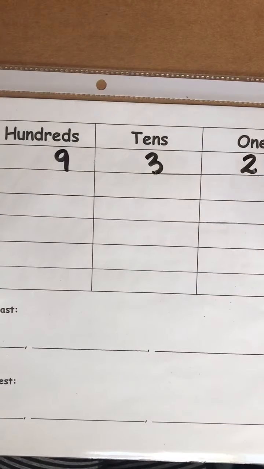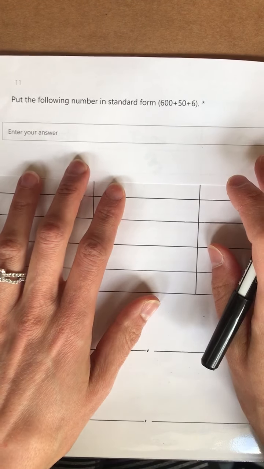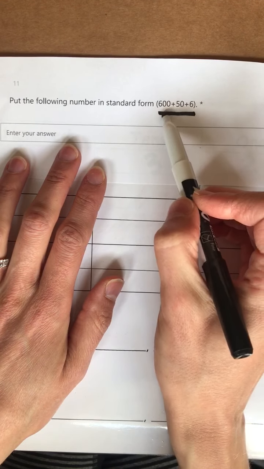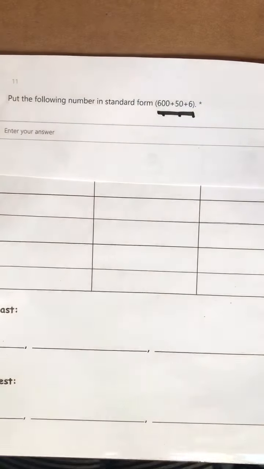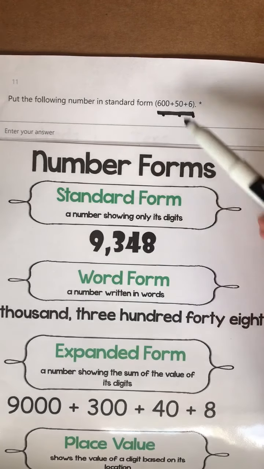Okay, friends, let's take a look at number 11 together. It will be our last question today. It says, put the following number in standard form. Right now, it's in expanded form. They told us what the value of each digit was. But remember, standard form is just the regular way you would write this number.